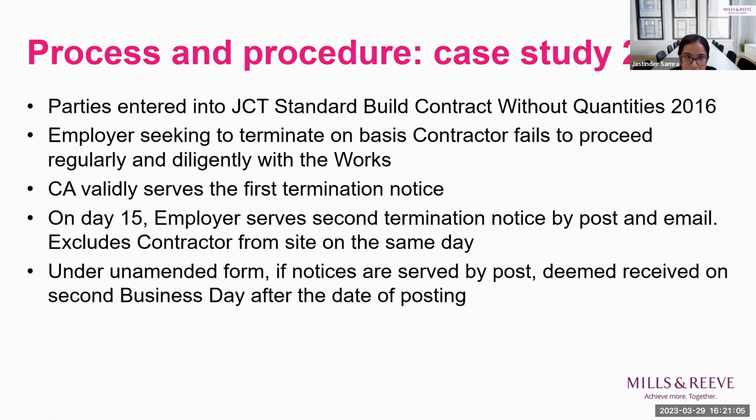The second case study has similar background facts in that both parties enter into a JCT Standard Bill contract. The employer again is seeking to terminate on the basis that the contractor fails to proceed regularly and diligently with the works. The contract administrator again validly serves the first termination notice, and then on day 15, the employer serves the second termination notice by post and email, and then after firing off that email, excludes the contractor from site on the same day.